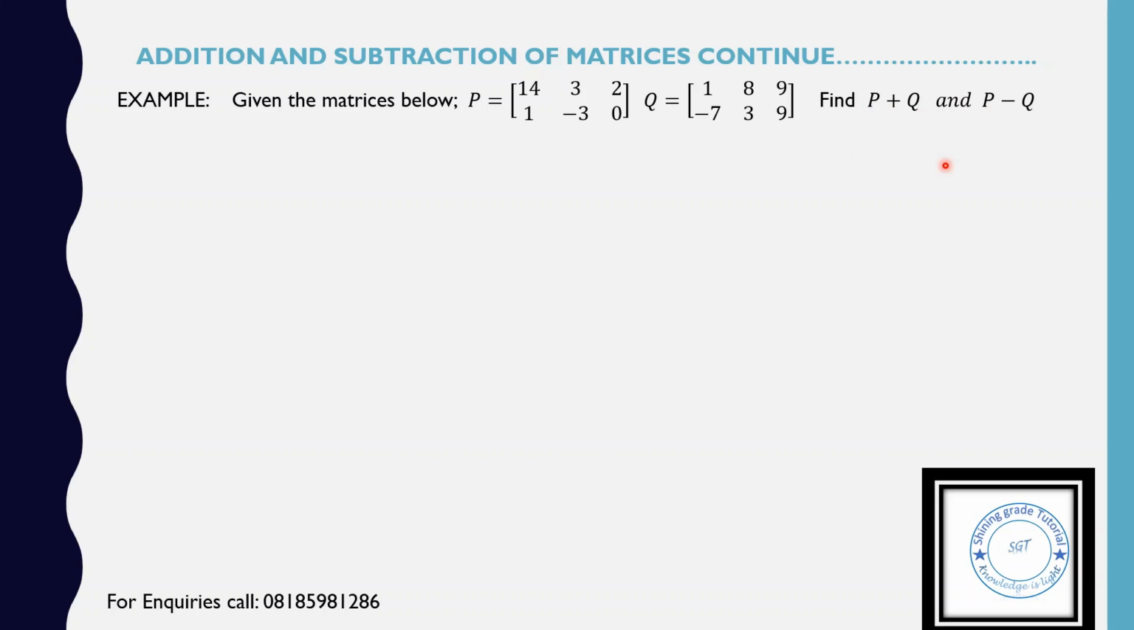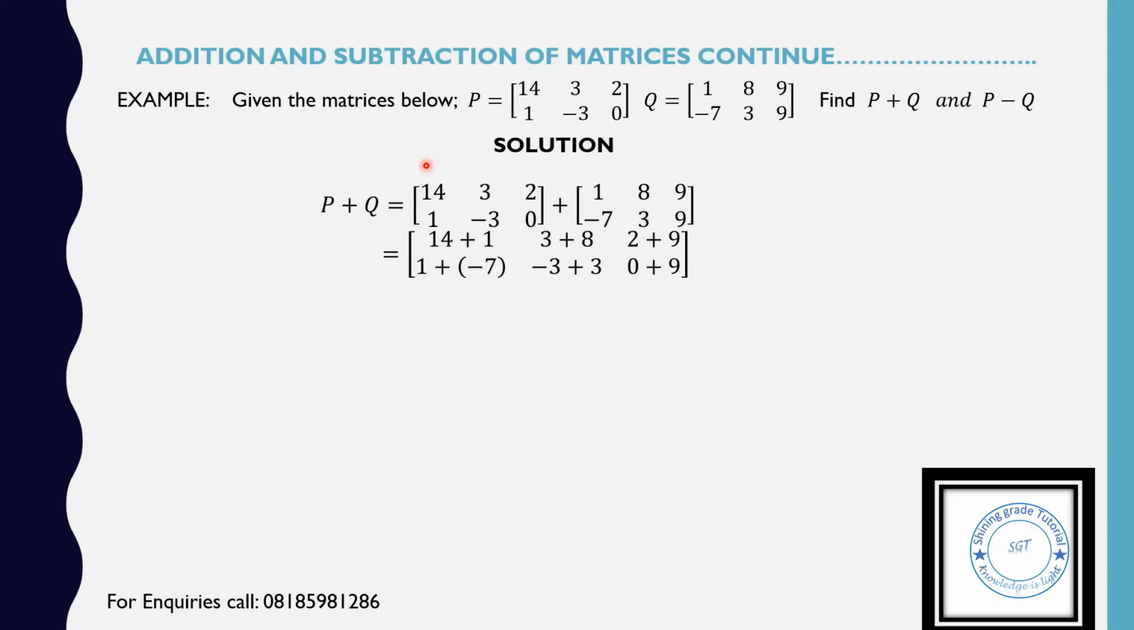I think that is very easy. It's possible because they have the same order, so we can add and subtract. Solution. The first one, P plus Q, will be equal to matrix P as shown here plus matrix Q. We can simply sum the corresponding elements. That will be 14 plus 1, 3 plus 8, 2 plus 9, 1 plus minus 7, minus 3 plus 3, and 0 plus 9.